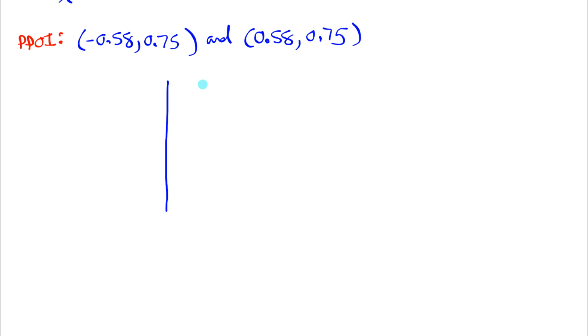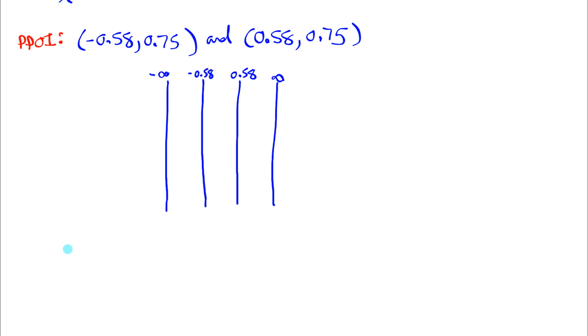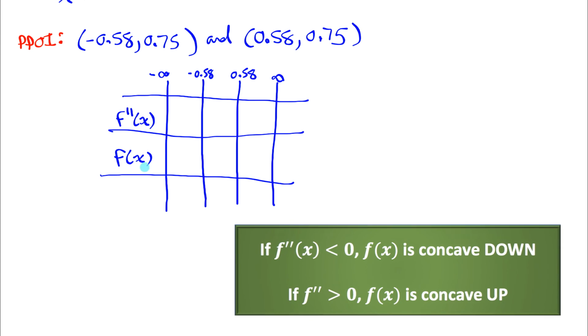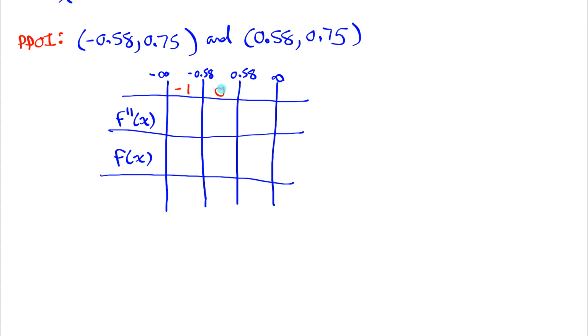So I'll set up a table that looks similar to the first derivative test. I'm going to have negative infinity, positive infinity, and the x values of the possible points of inflection in between, putting them in ascending order. So my negative 0.58 and my positive 0.58, right? Those are my plus or minus 1 over root 3 values. And then I'm going to choose an x value within each of those intervals I've created, test those x values in the second derivative, see if I get a positive or negative answer, and then that tells me if the original function is concave up or concave down. So I'm going to choose the x values negative 1, 0, 1, plug each of them into the second derivative.